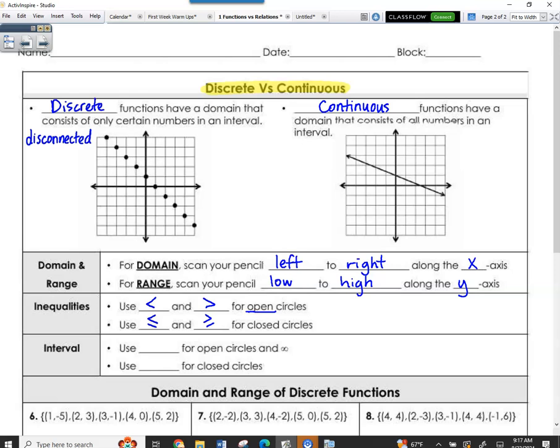You should already know where the next part goes. In interval notation, we use parentheses for open circles or infinity, and brackets for closed circles.